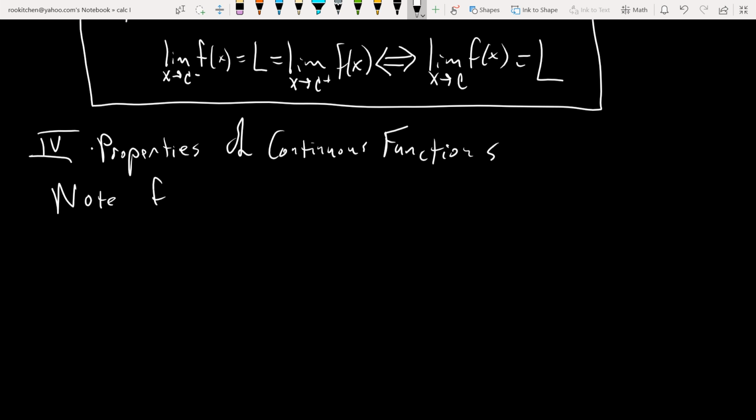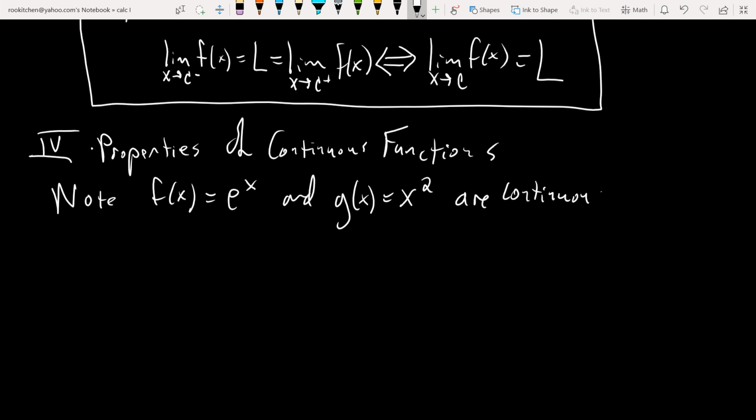Note, let's call f of x e to the x, and g of x equals x squared. And note that these things are continuous. Okay. And then via theorem 2.11, the following functions will also be continuous.